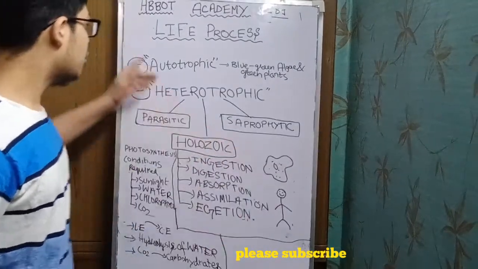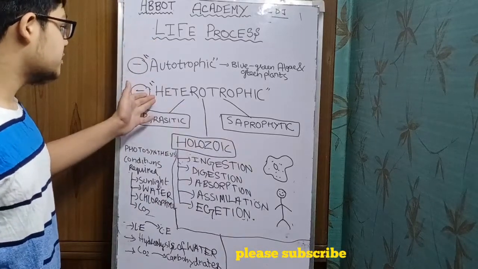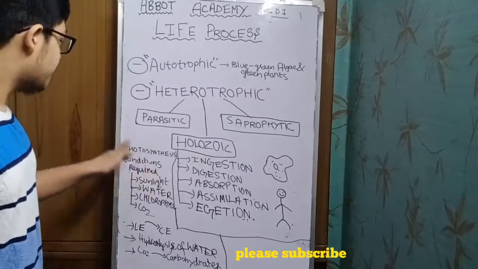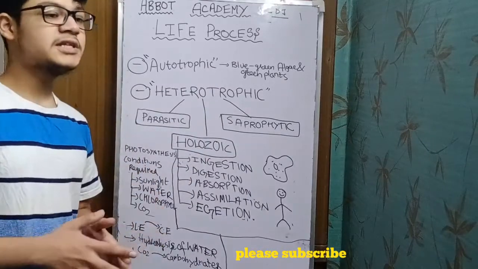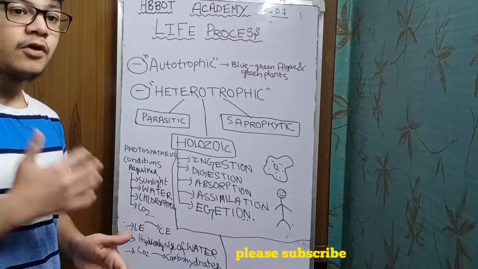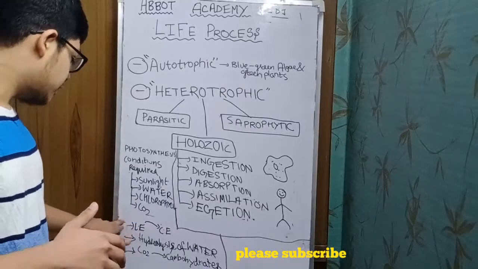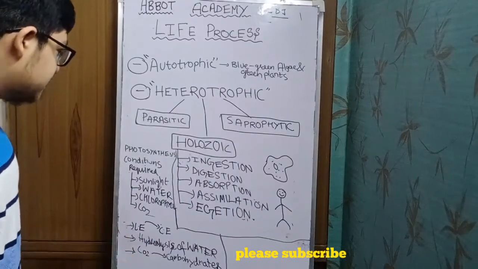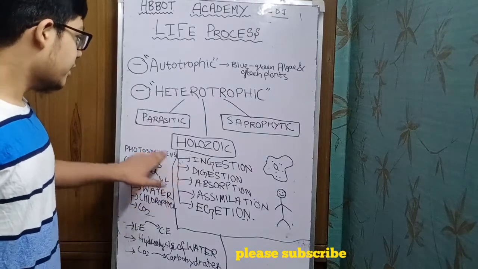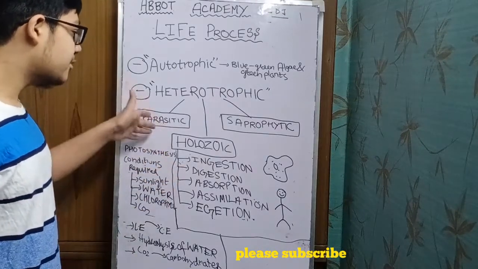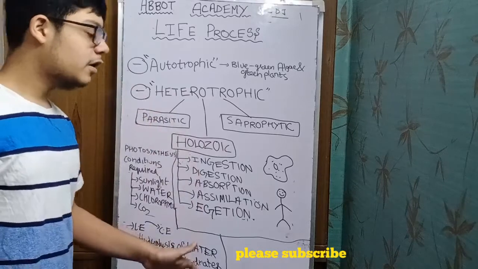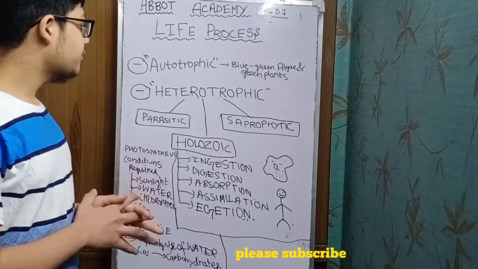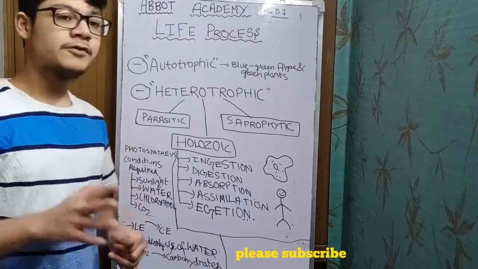We'll be talking about autotrophic nutrition, heterotrophic nutrition, and the various subdivisions under heterotrophic nutrition. Then we will talk about the conditions necessary for photosynthesis and what are the various processes that are involved in photosynthesis. How does photosynthesis occur? Then we'll be talking in detail about holozoic nutrition and the 5 conditions that occur in holozoic nutrition. So that's all for today. We'll be talking about that much, or else the video will be too long.